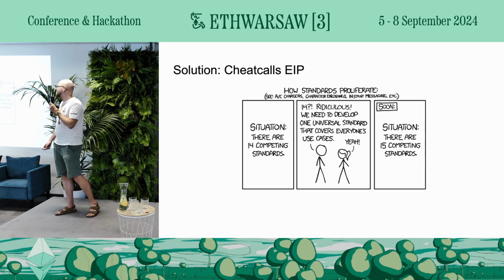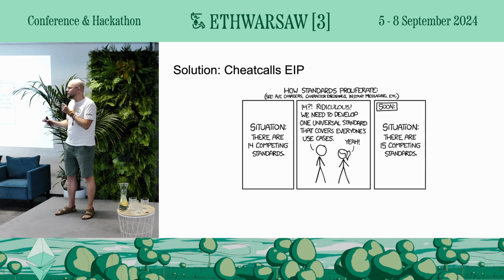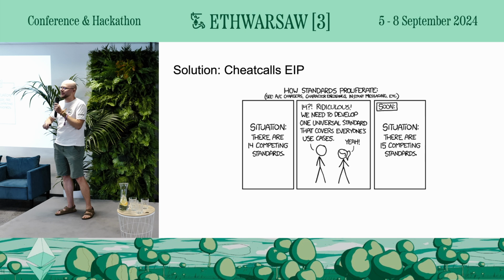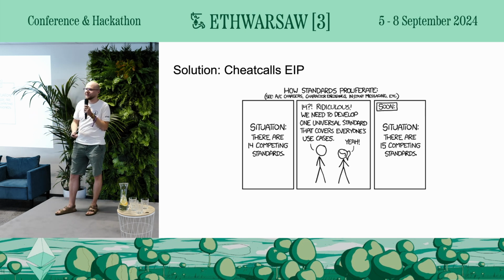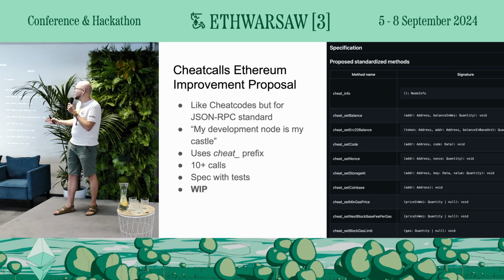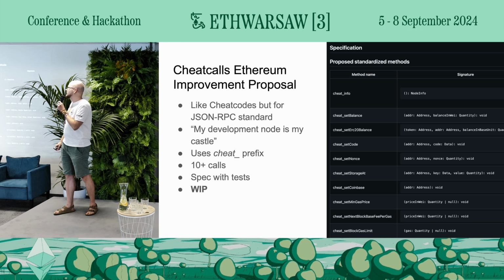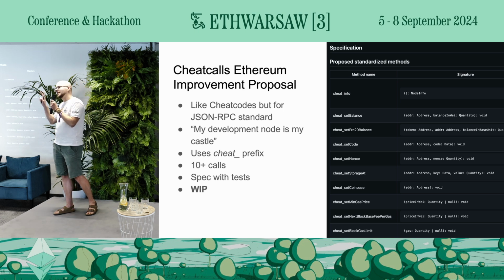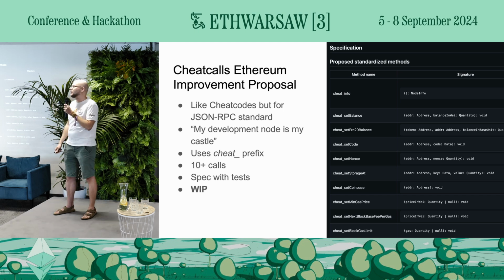So the solution is the Cheatcalls Ethereum improvement proposal, and of course there's the obligatory XKCD on this case. Luckily, we don't have 14 competing standards. There are basically zero standards around that, so maybe we're going to be luckier with introducing this change. But basically, the idea is to normalize this interface for quote-unquote special JSON RPC methods, and we simply call them cheat calls because they are like cheat codes, but you call the method on the node.